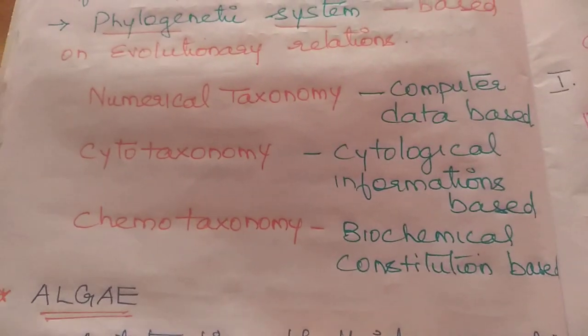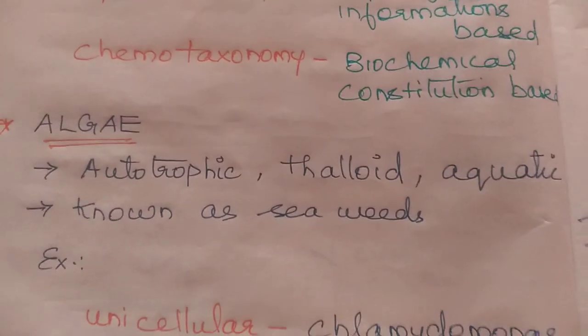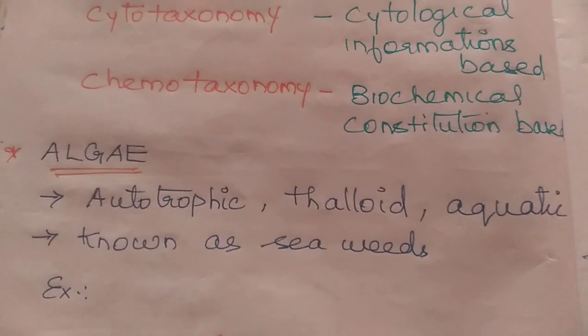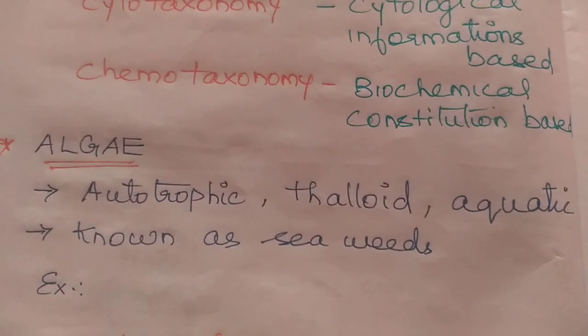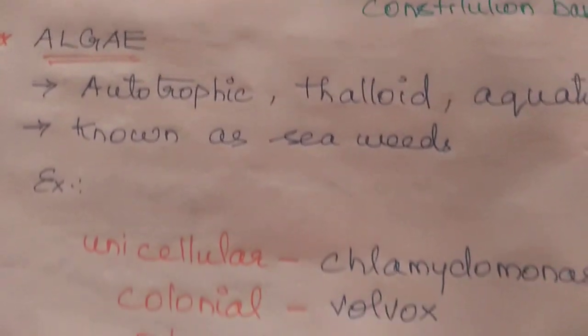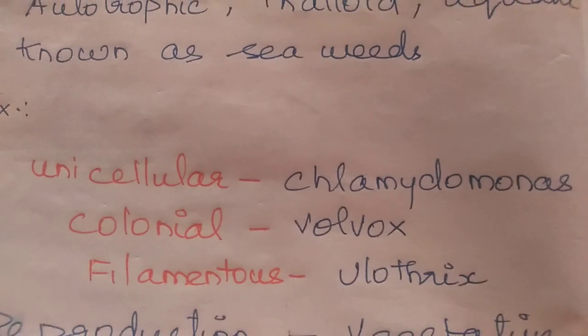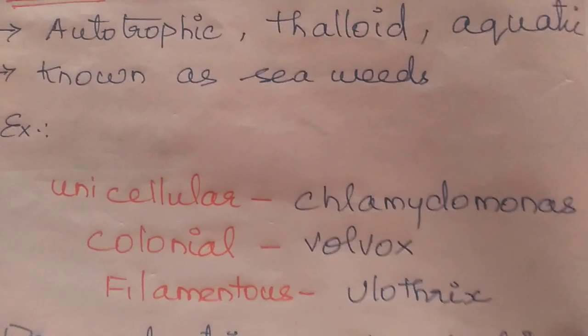Already we have seen that plants are arranged into 5 groups. The first group is algae. Algae are autotrophic, thalloid in structure, and they are aquatic, either freshwater or marine water, and they are famously known as seaweeds. Here some examples are given, according to their structure and appearance.